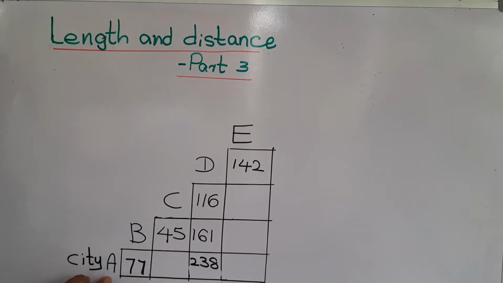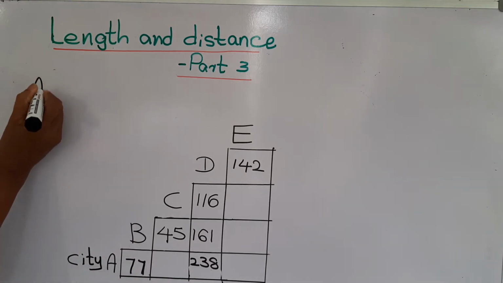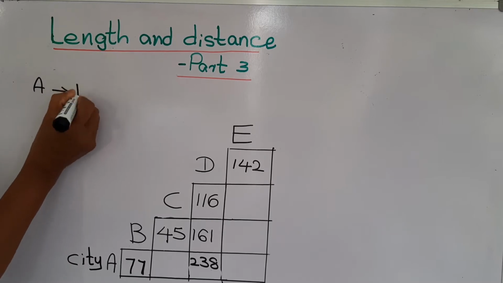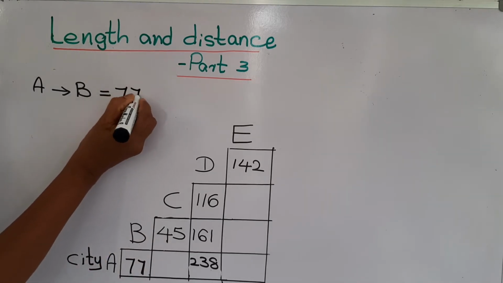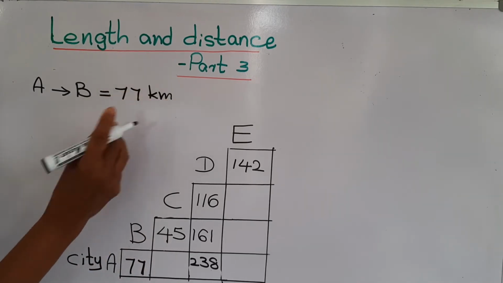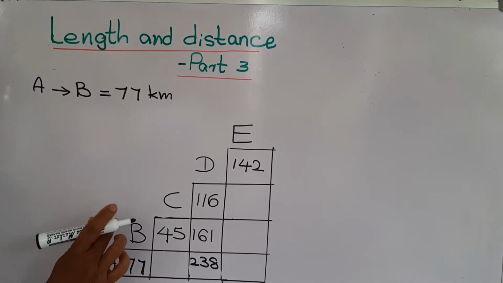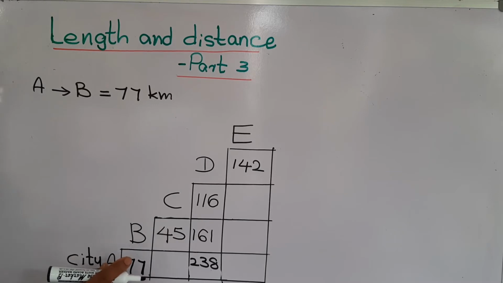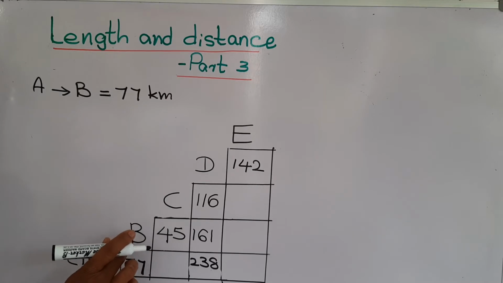From city A to city B, they have given the distances in kilometers. From city A to city B, there are 77 kilometers. It tells in the chart, right? You have to understand the chart. From city A to city B, it tells there are 77 kilometers. Now find out. I think you are clever.